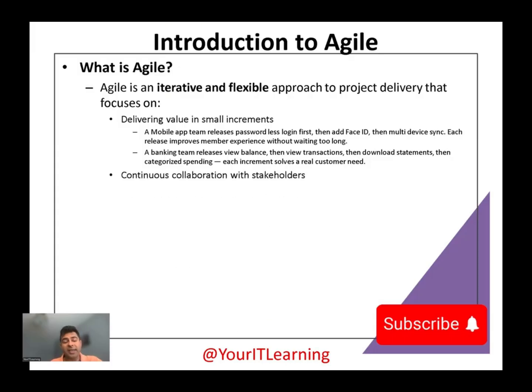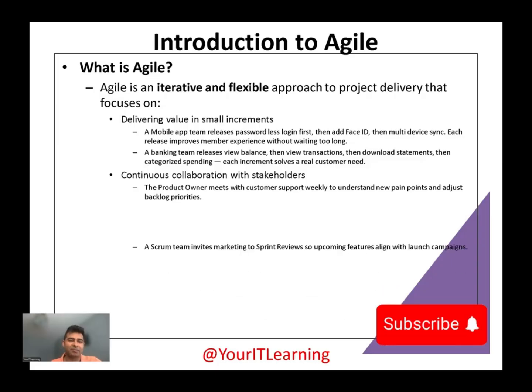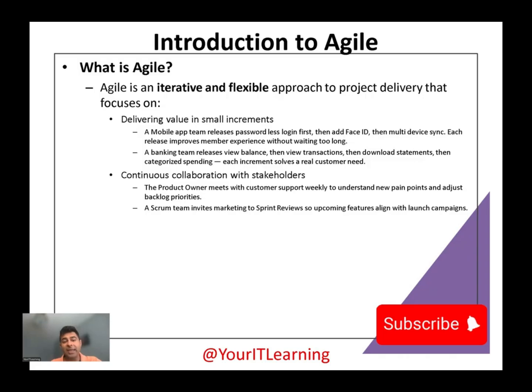Continuous collaboration with stakeholders. How do you collaborate with stakeholders? The product owner meets with customer support weekly to understand new pain points and adjust backlog priorities. A Scrum team invites marketing to the sprint review, so upcoming features align with launch campaigns, and marketing knows about them, so they can provide the best marketing, email communication, or paper communication to the members.